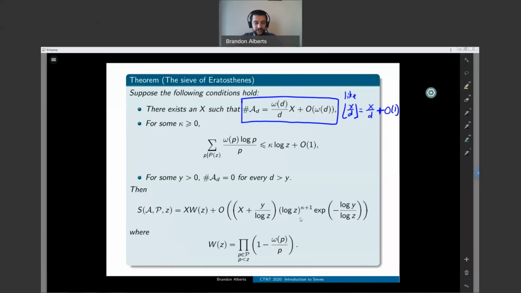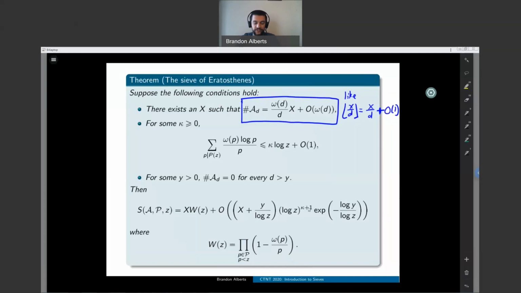And so the result is this big long thing, which doesn't look all that different from the original result we did in the final live lecture. The main term is x times a product over small primes, where now the only difference is it's not 1 over p, it's the number of bad residue classes mod p over p. So that could change a little bit. And the error term still looks roughly the same.